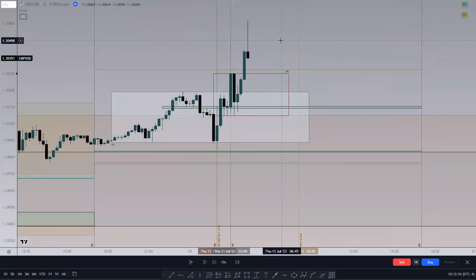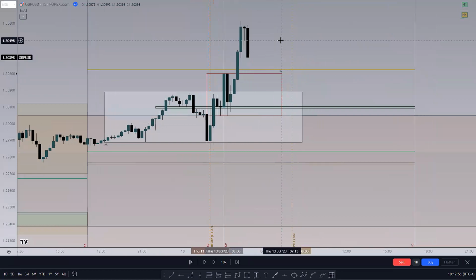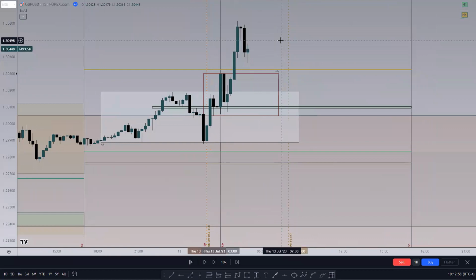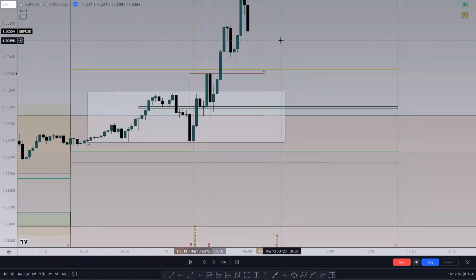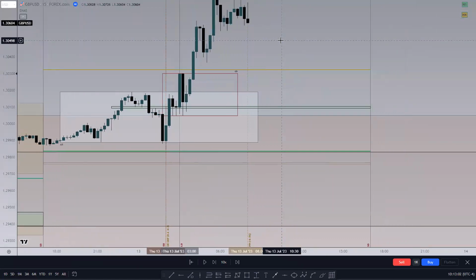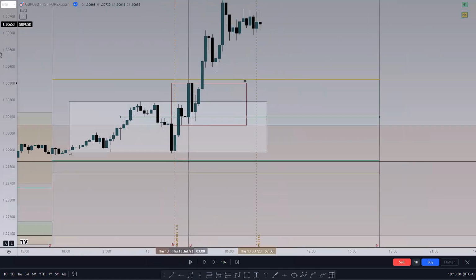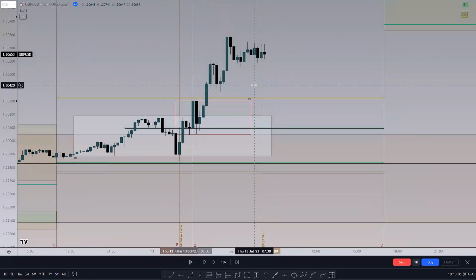So essentially what I did, I just waited for price to trade into that bullish order block for an opportunity to go long. Let's take a look. Right, and yeah, that didn't happen. This happened in the euro dollar, but just didn't happen in pound dollar. So in euro dollar, the same structure happened. Price retested the bullish order block and then rallied.